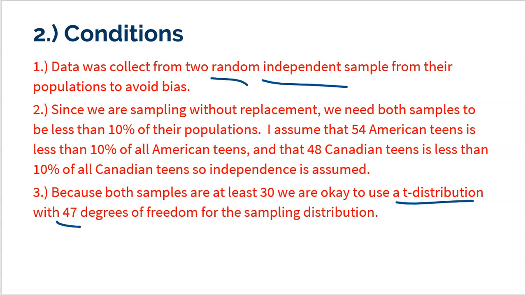So let me just review that real quick. Remember, for the Americans, I had 53 degrees of freedom. For the Canadians, I had 47 degrees of freedom, and the rule we're going to use is the smaller of those 2 degrees of freedom, so that's the 47.